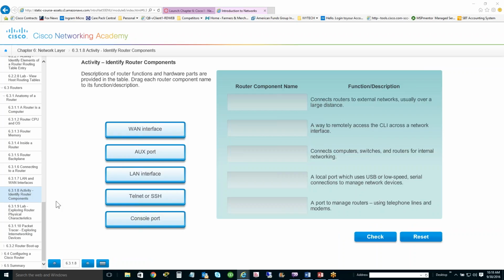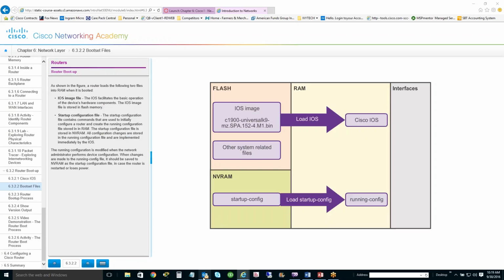So 6.3.1.8 is a good activity for you to do to really understand the components of the router. So make sure you do that. And section 6.3.2 takes you through the router boot up process and what actually happens.